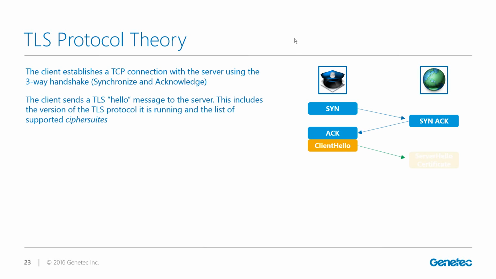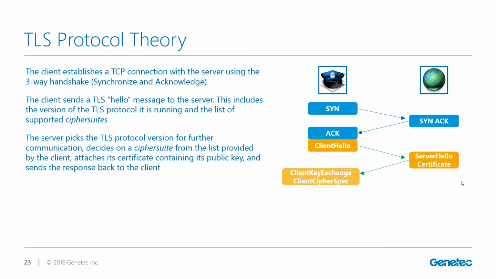And then the client will send a TLS hello message to the server, and this includes the version of the TLS protocol it's running and basically a list of supported cipher suites that it's capable of using. So it sends that over to the server, and then the server goes through and picks the TLS protocol version that it wants to use for further communication, and it decides on which one of the cipher suites to use from the list that was provided by the client. And then it also attaches its certificate containing its public key and sends that back to the client.